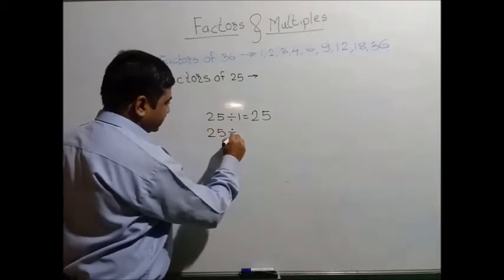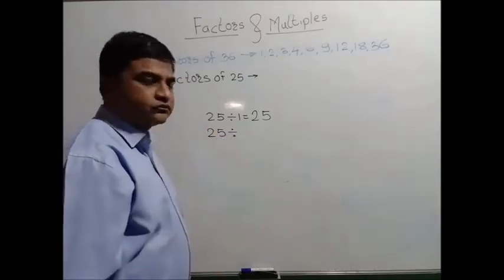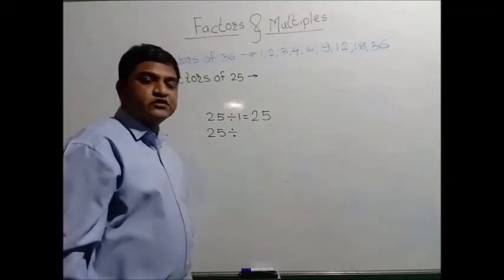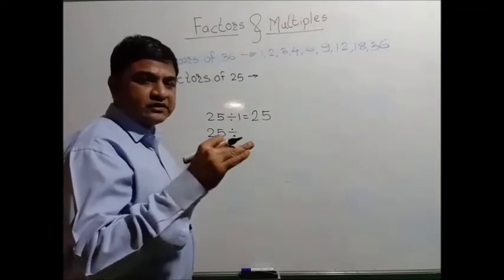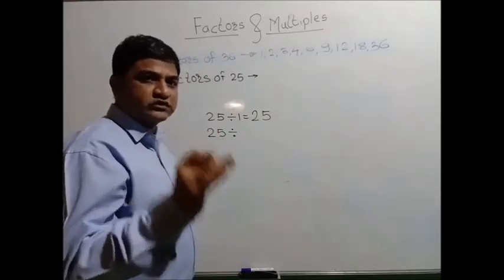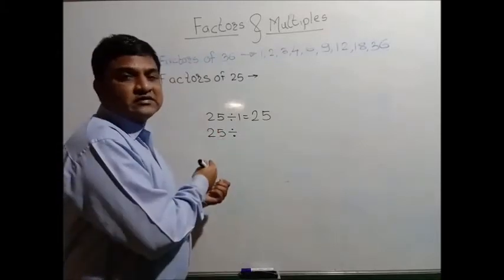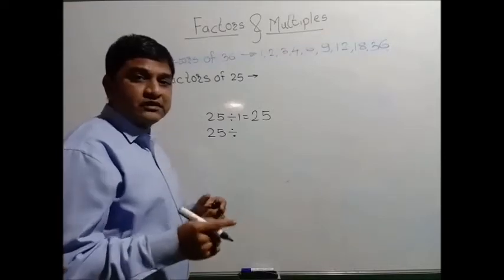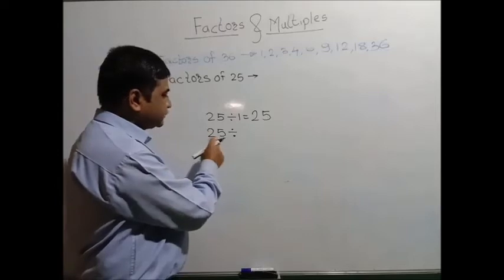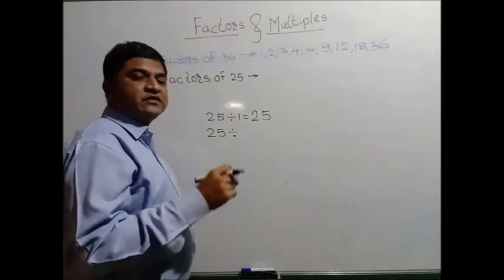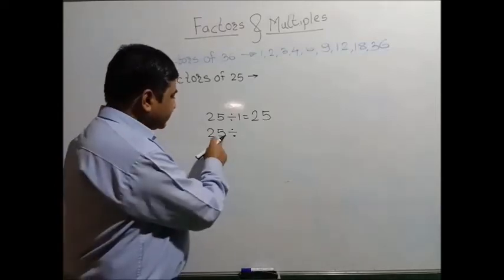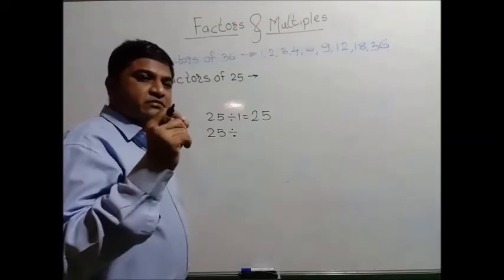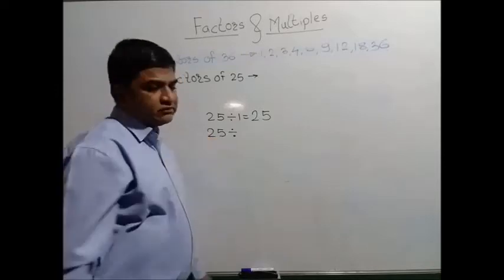Now we will try to divide 25 by 2. For a number to be divisible by 2, the one's place digit should be even, meaning it should be either 0, 2, 4, 6 or 8. In this case, it is 5 and this number is not divisible by 2. For a number to be divisible by 3, we first of all take the addition of digits and see whether the number is divisible by 3. Here, 2 plus 5 is 7 and 7 cannot be divided by 3. So the number is not divisible by 3.